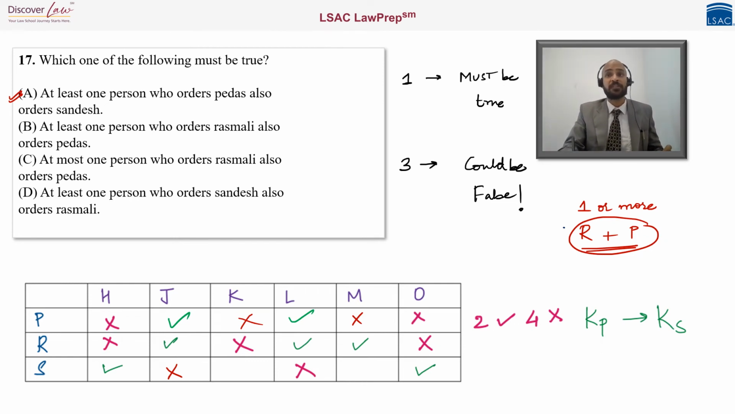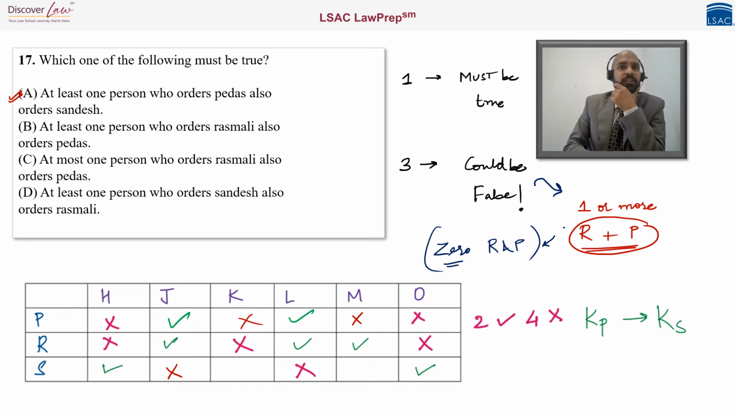Now you ask us the same question, could this be false? So what's your question basically? Is it possible for us to have zero people who order R and P? This is what we are looking at. Let's see if this is possible. Okay, so let me just erase what I had done here. Let's see if it is possible for us to have zero people who order both R and P.